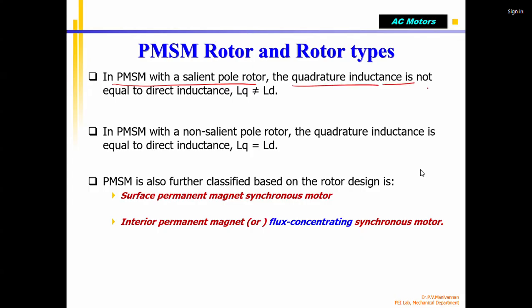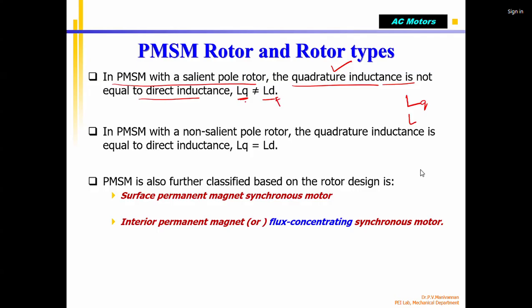When we talk about PMSM rotor types, a PMSM with a salient pole rotor has quadrature inductance not equal to direct inductance. When we talk about the rotor, they talk about inductance. One is called the quadrature inductance, the other is called the direct inductance. The inductance symbol is L. The subscript Q means quadrature, and D means direct.